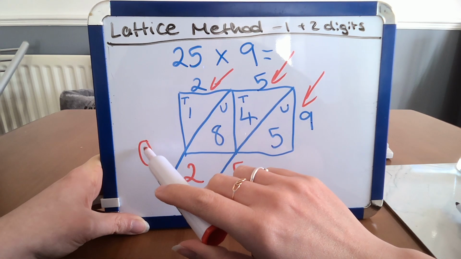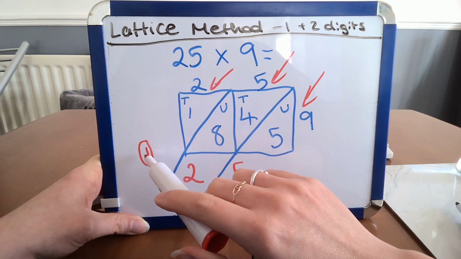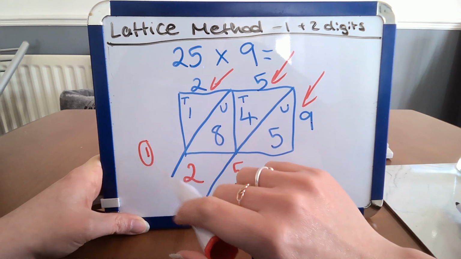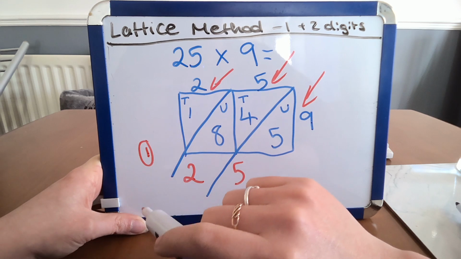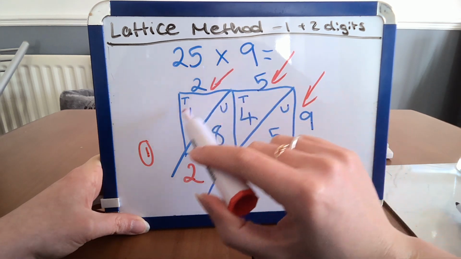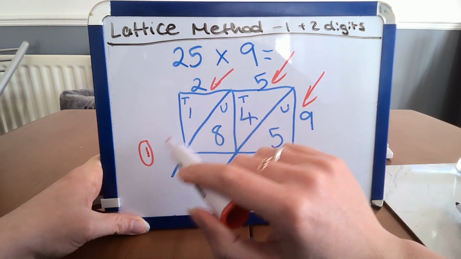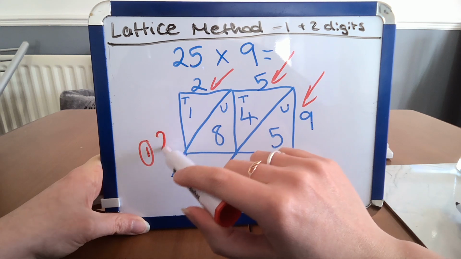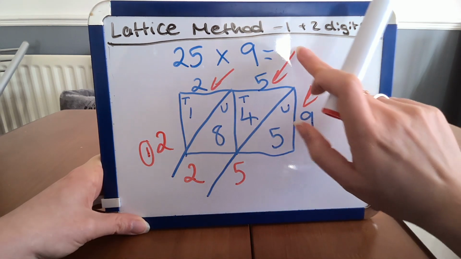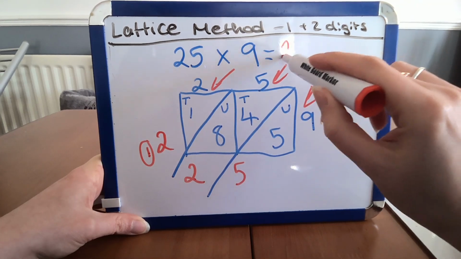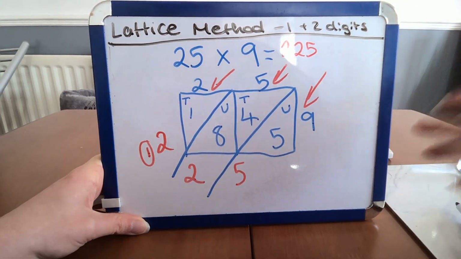Now I've put my 1, representing a 10, in a bubble to show that it's been carried over. So 1, 2 makes 12, the 2's gone here, the 10 gets carried over. I then add this column including what I have carried over. So 1 plus 1 is 2. The answer then reads this way, so my answer is 225.